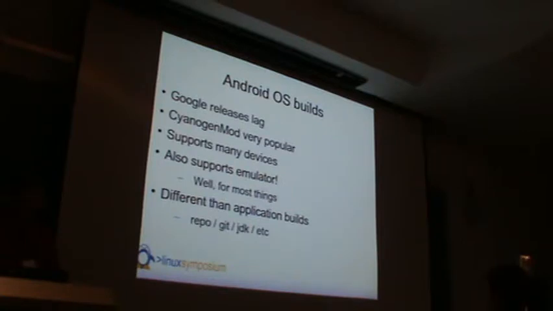CyanogenMod is currently one of the most popular of these operating system builds. The advantage of going to a community build like CyanogenMod is that you have direct contact with the developers, which you don't get from most of the Google developers. There are some Google developers that are very accessible. They're online on IRC, on irc.freenode.net. They're on mailing lists, so some of them are easily accessible, some are not.